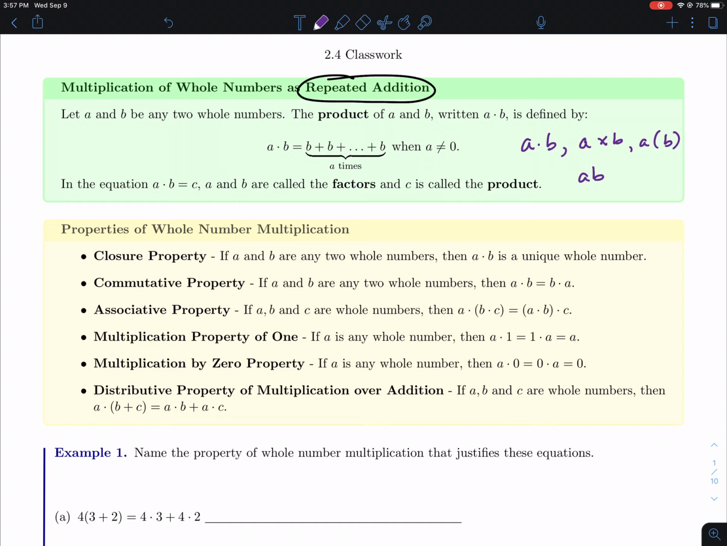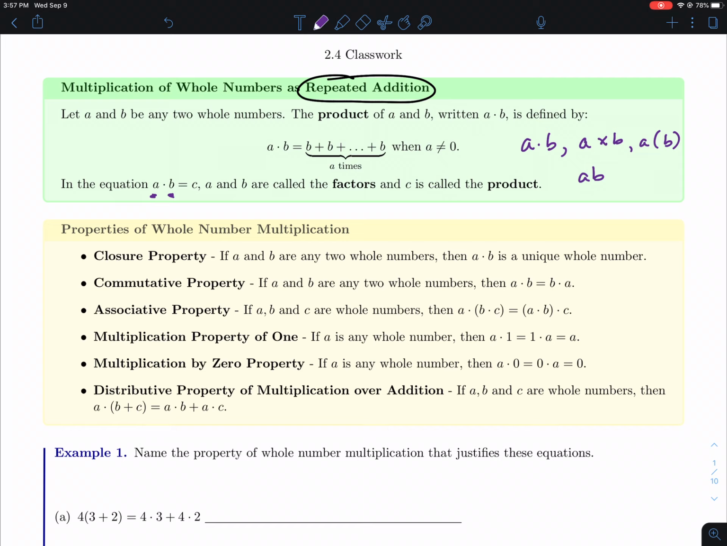So again, A times B is just B plus B plus B, as many times as A is, where of course A is not equal to 0. In our equation, A times B equals C, A and B are called the factors. So A is a factor, B is a factor, and C is the product. The actual multiplication of the two is what's called the product.